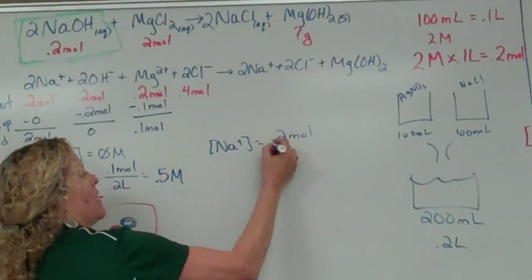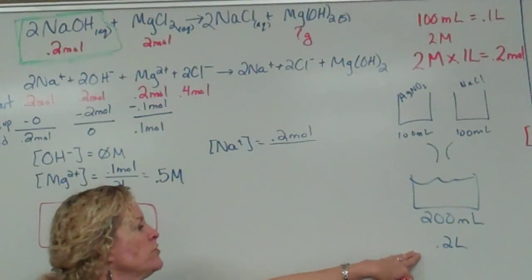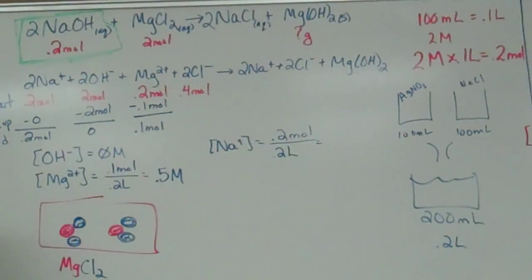Don't forget this last step. A lot of people forget this. Over, remember, moles over liters. And our liters, once we mix the two together, is 0.2 liters. What's 0.2 over 0.2? 1.